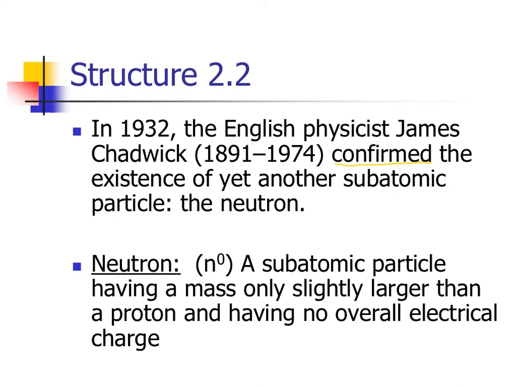Now, why is the neutron the last one to be discovered? It has no charge. If we're using electricity to find these things, something that has no charge can't be discovered using electricity. We have to figure out other means or methods to do it. It has a mass similar to that of a proton, slightly larger than that. Now, these are the big three of the subatomic particles.